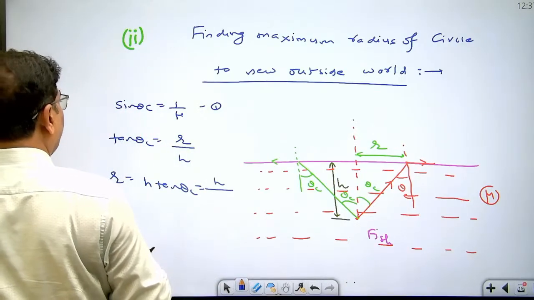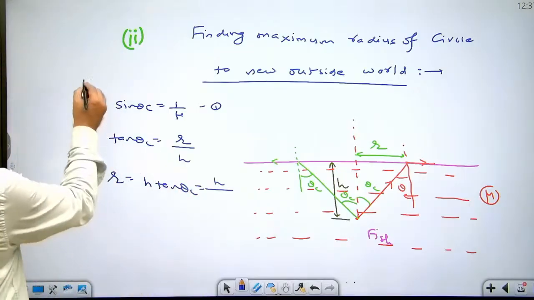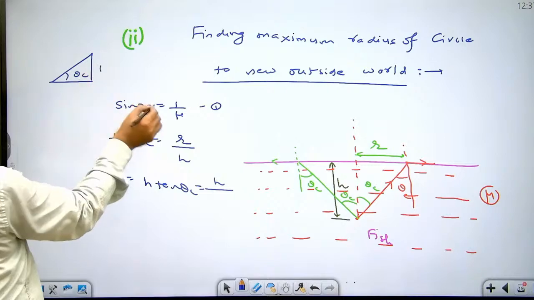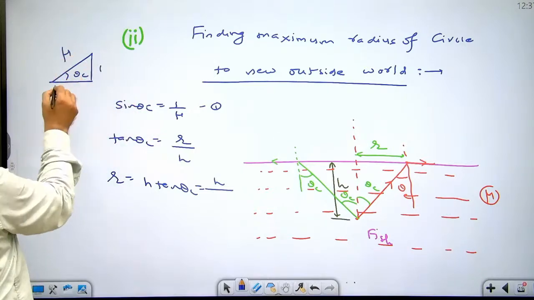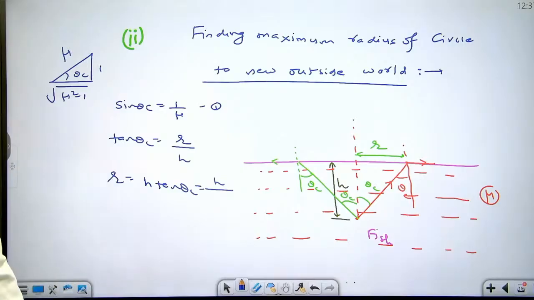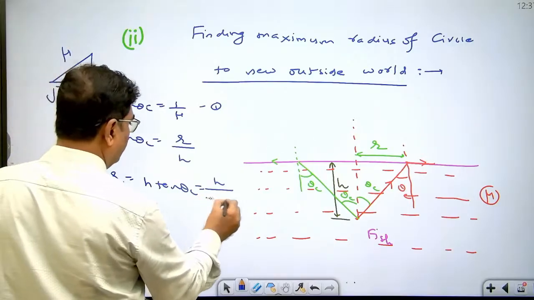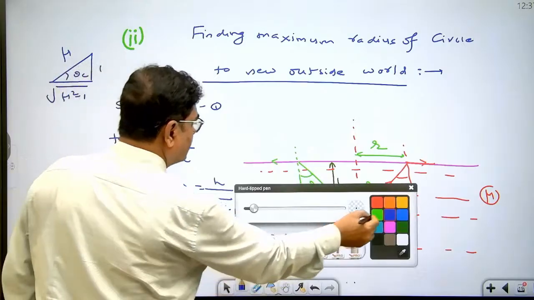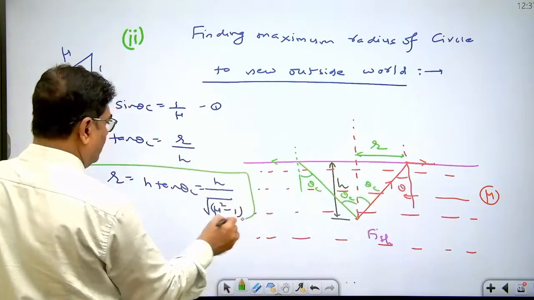You can substitute the value of tan theta c. How? Because sin theta c is 1 upon mu, that is perpendicular over hypotenuse, this base will become equal to root of mu square minus 1. So tan theta c will be 1 upon root of mu square minus 1. So dear student, this is the maximum radius of the circle to view the outside world.